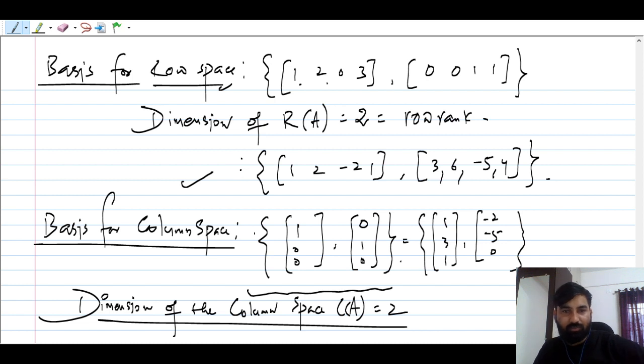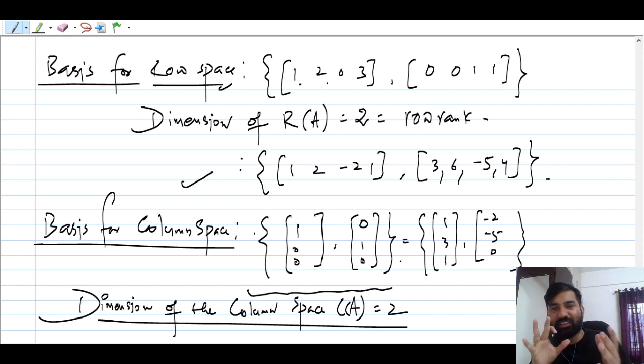Okay, 1 3 1, -2 -5 0, right? So this is also a kind of basis, right? But usually we prefer to write the basis after simplifying things. लेकिन आप ये भी आंसर हो सकता है. So don't get surprised. Depending upon the requirement, you have to answer the question, right? So the dimension of column space is going to be 2, right?